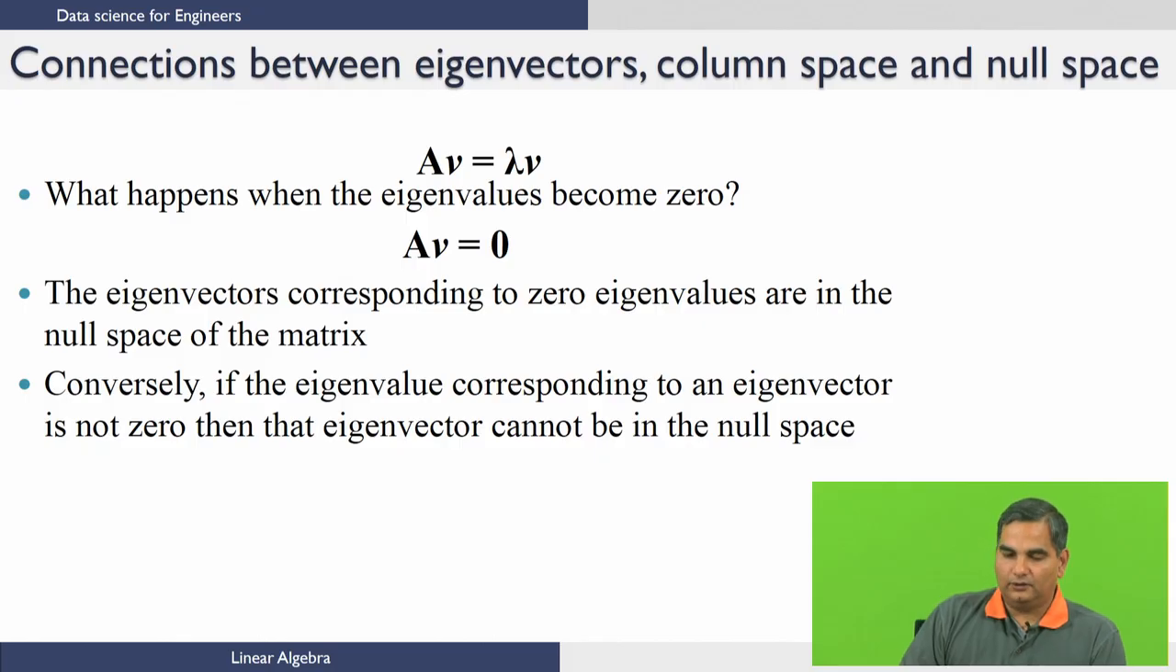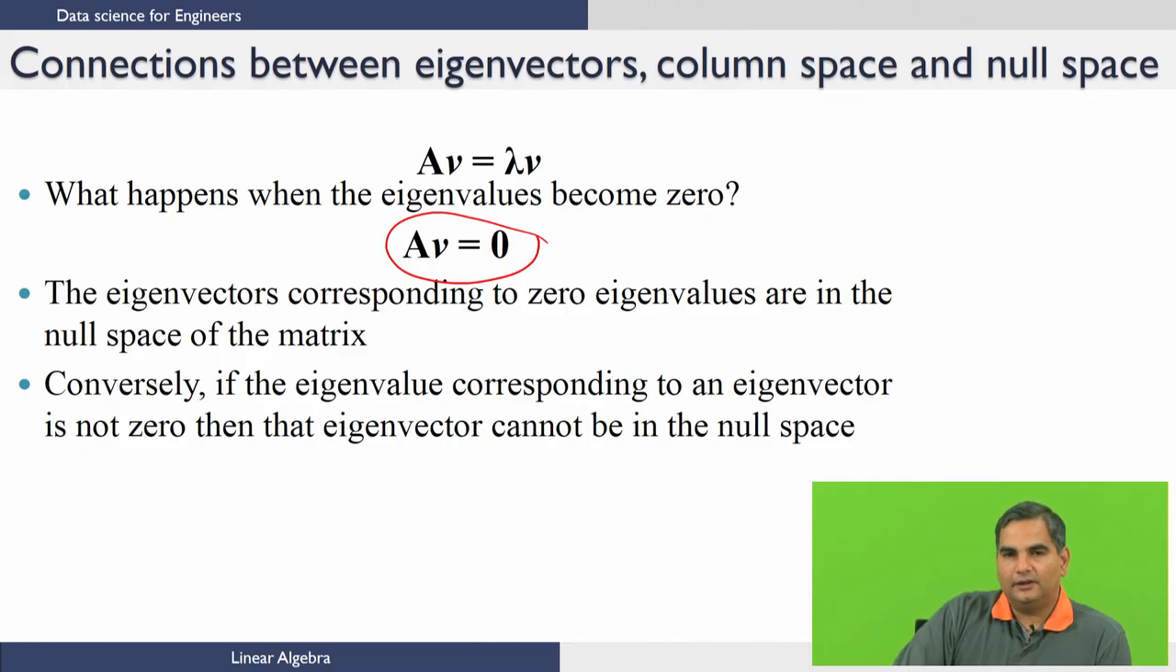So, we go back to the eigenvector equation, A nu equals lambda nu, and this result that we are going to talk about right now is true whether the matrix A is symmetric or not. If A nu equals lambda nu, we ask the question, what happens when lambda is 0, that is, one of the eigenvalues becomes 0. So, when one of the eigenvalues becomes 0, then we have this equation, which is A nu equals 0. So, we can interpret nu as an eigenvector corresponding to eigenvalue 0.